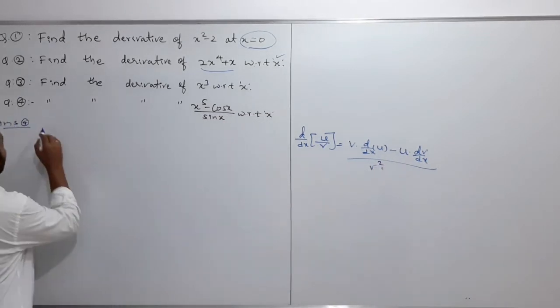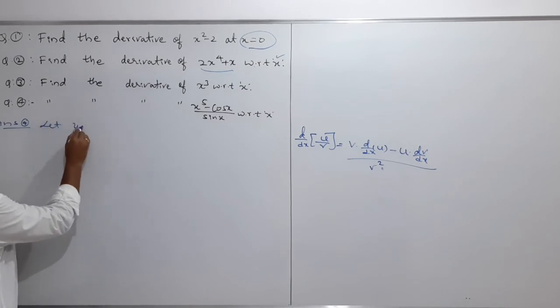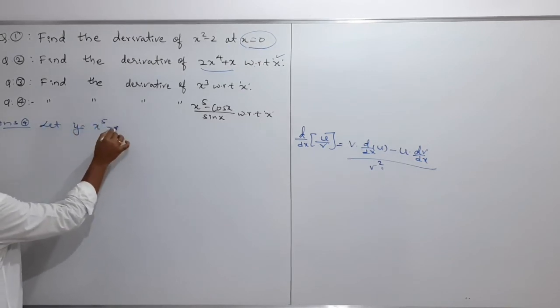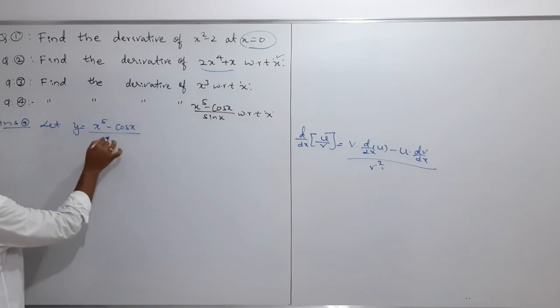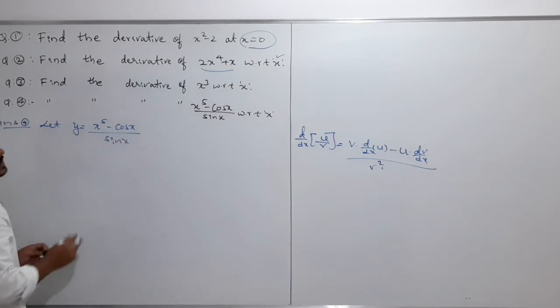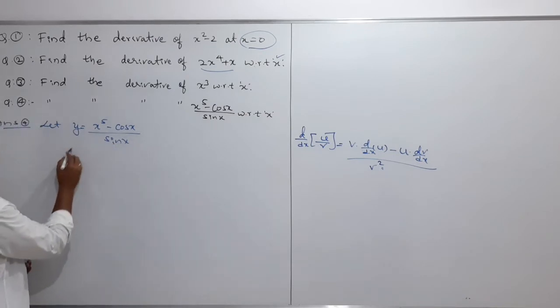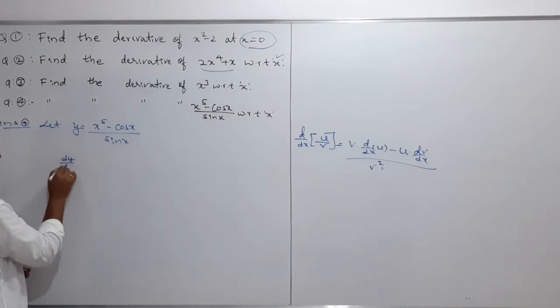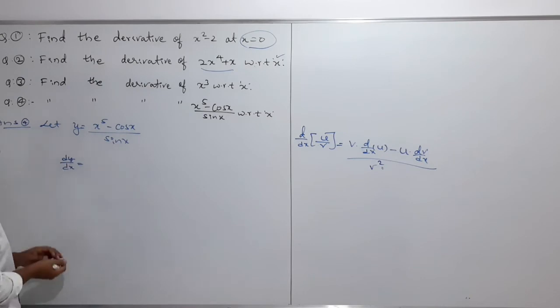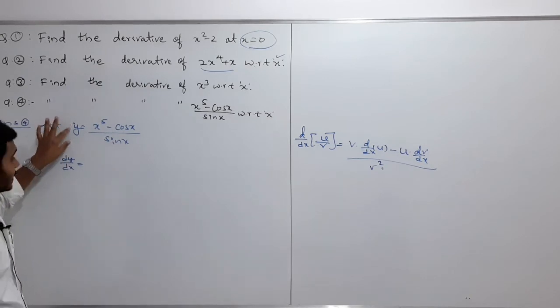First of all, let y is equal to x to the power 5 minus cos x, whole divided by sin x. So the given function is like this. Now differentiate, means take the derivative. So dy by dx, both sides we are applying the derivative. So y, if we differentiate, means dy by dx.